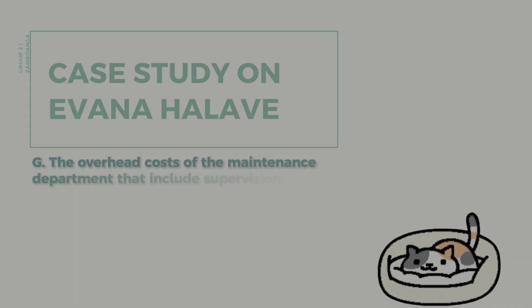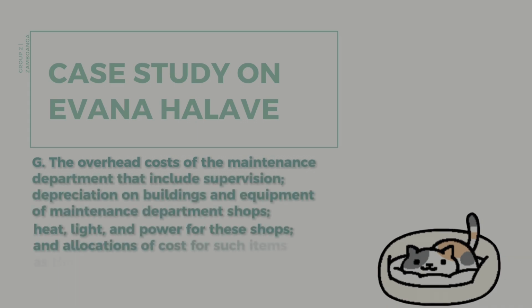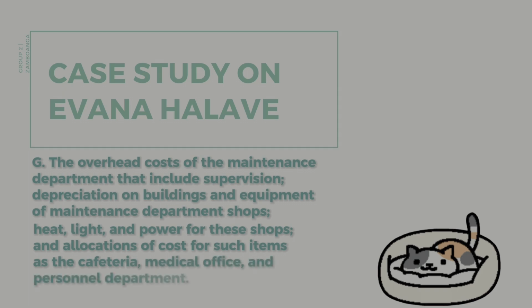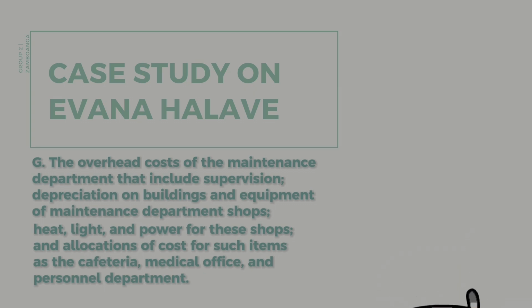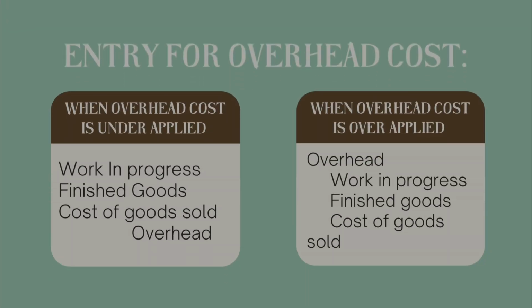The overhead costs of the maintenance department that includes supervision, depreciation on buildings and equipment of maintenance department shops, heat, light, and power for these shops, and allocations of costs for such items as the cafeteria, medical office, and personnel department. For overhead costs, the following format for entries can be used.